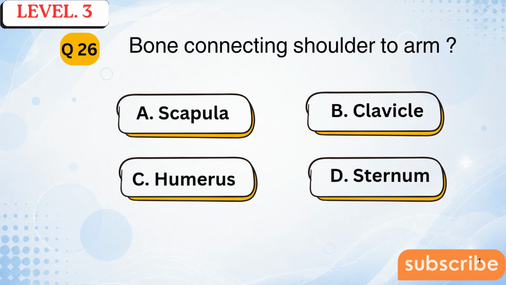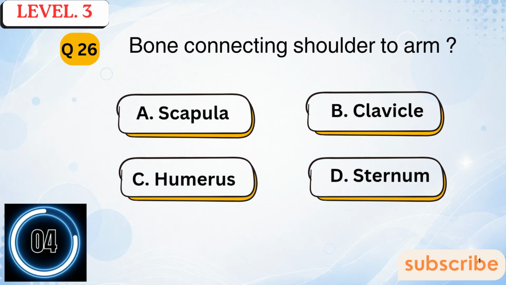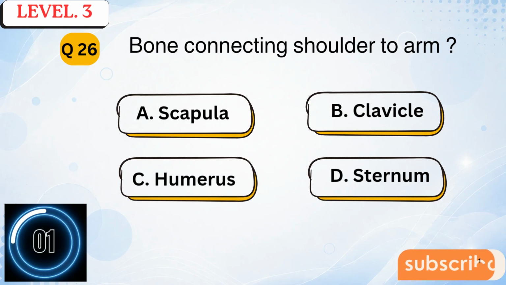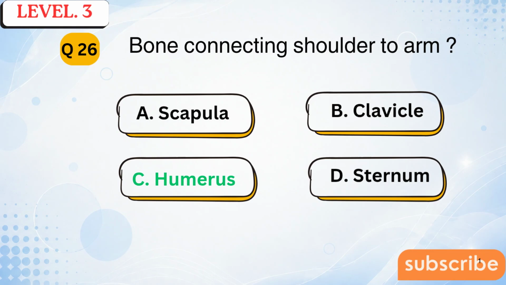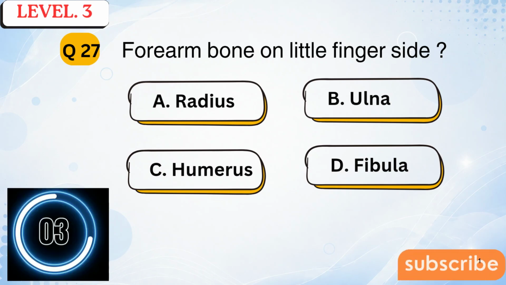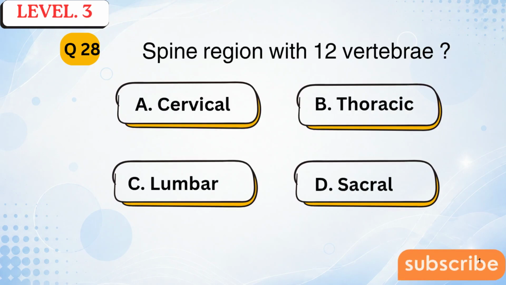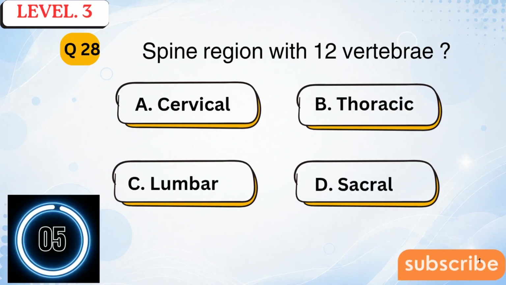Question 26. Which bone forms the upper arm and connects to the shoulder joint? Question 27. Which bone is on the little finger side of the forearm? Question 28. Which part of the spine has 12 vertebrae?